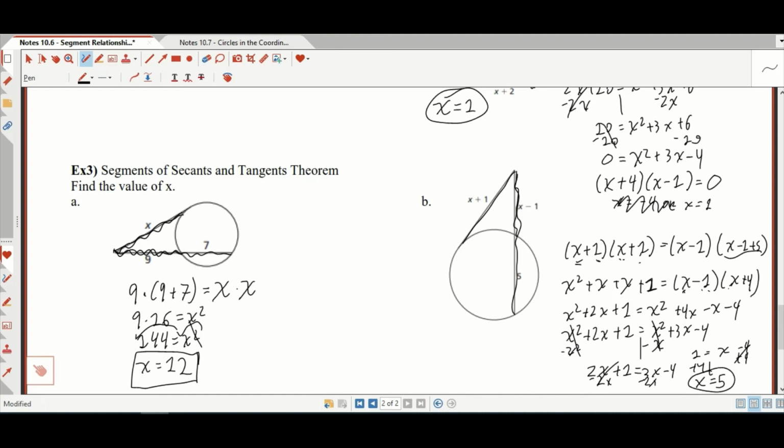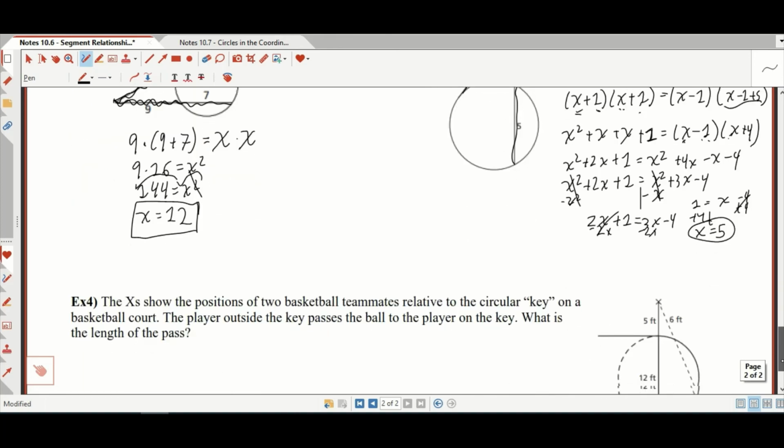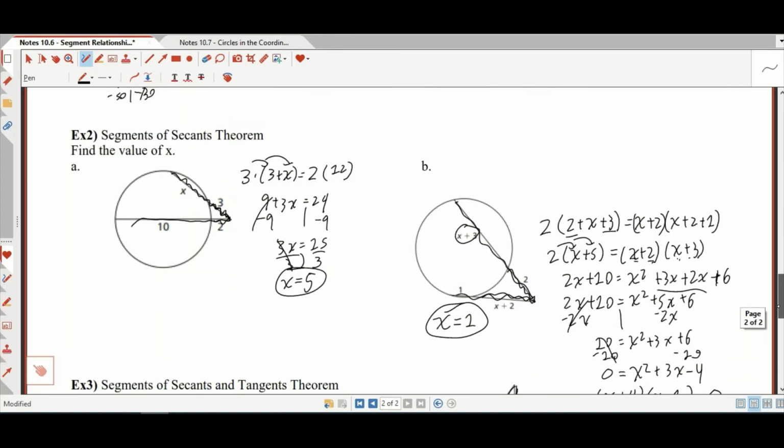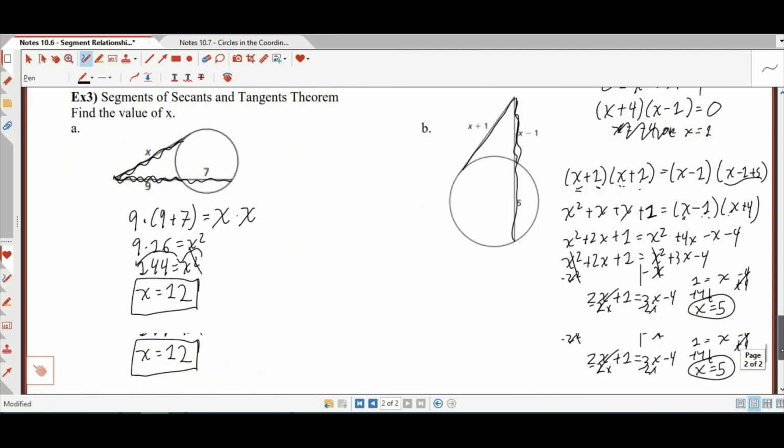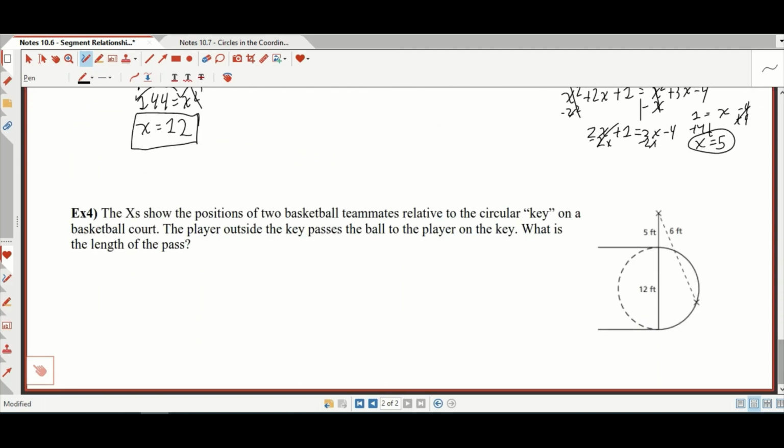Did that show up 3 times? I think that showed up 3 times. Hang on, just real quick. x equals 5. 1, 2, 3. If x equals 5 over here, I'm going to be amazed.